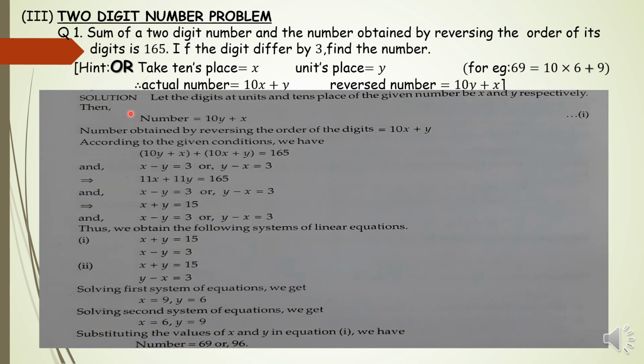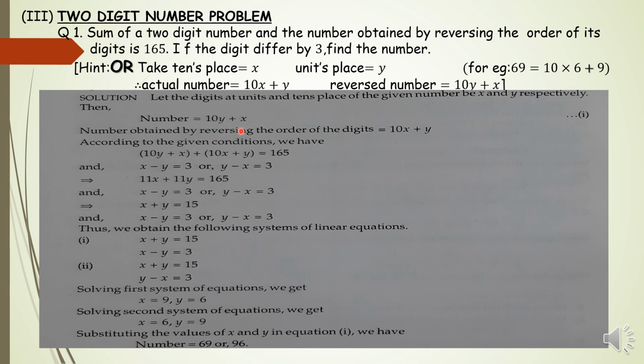So going through the solution, let the digits at units and tens place of the given number be x and y respectively. For this type of questions, always you need to take the units place and the tens place as x and y, because here we have given the relation connecting digits. So the number is 10y plus x. Here I have taken the units place as x and the tens place as y. That means then the actual number becomes 10y plus x.